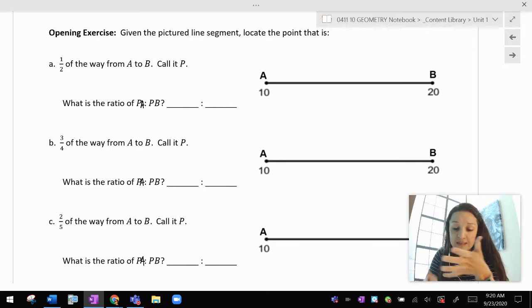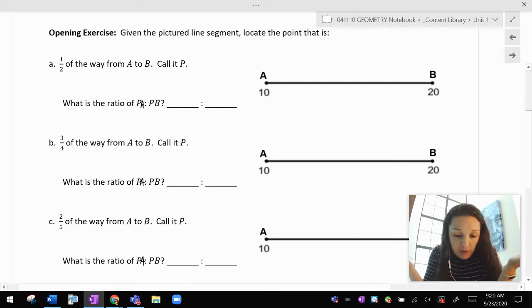All right, next, here is a line segment. It goes from A to B, and A to B goes from 10 to 20. Part A says, find a point that's half the way from A to B. Well, that's easy. That's going to be 15. Not a problem. What is the ratio of PA to PB?